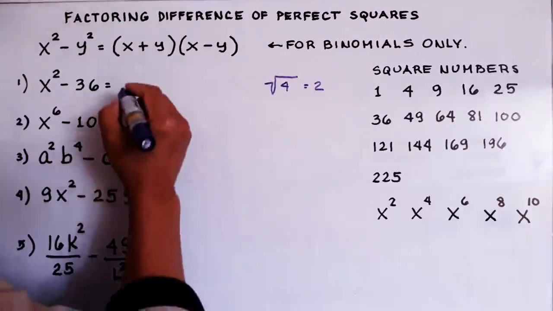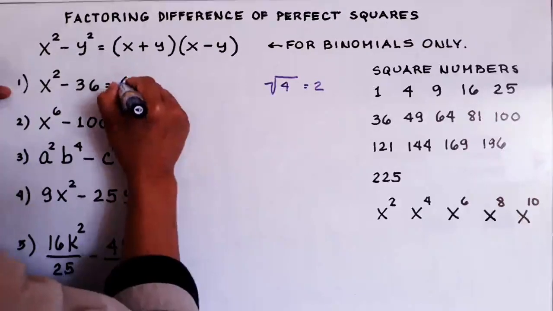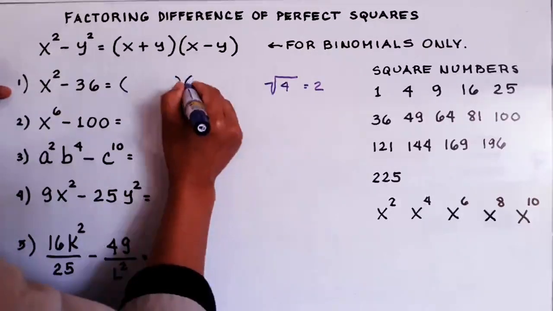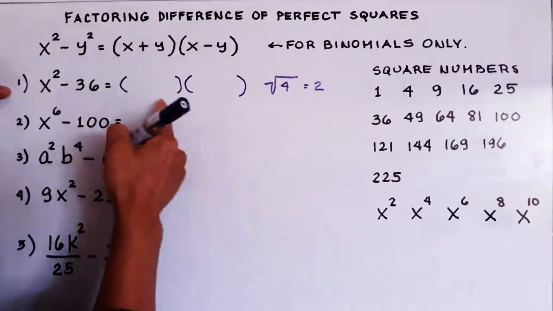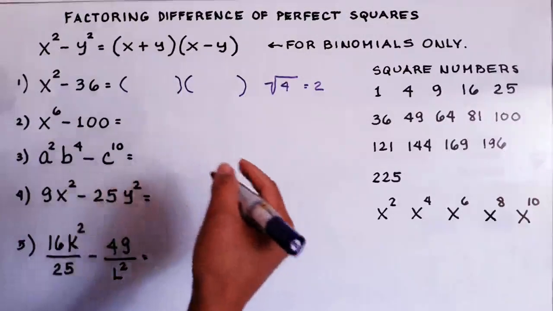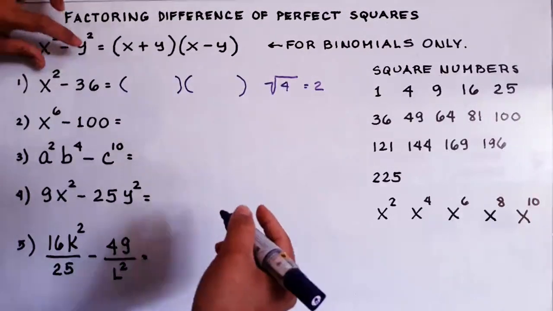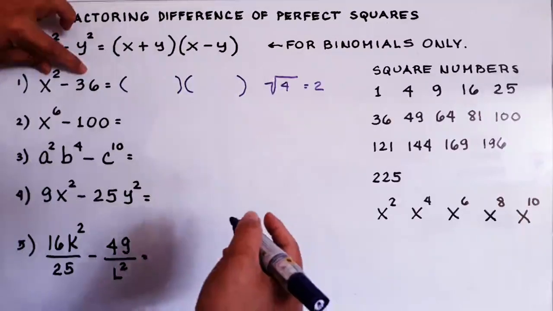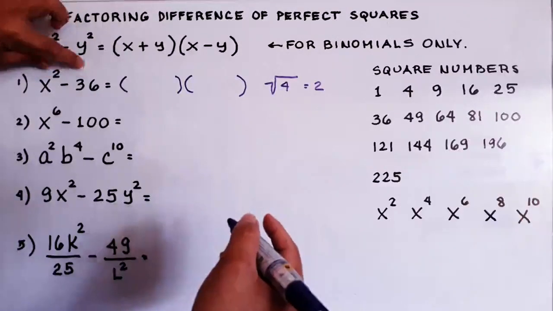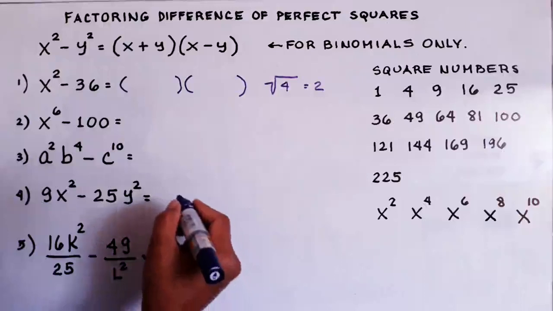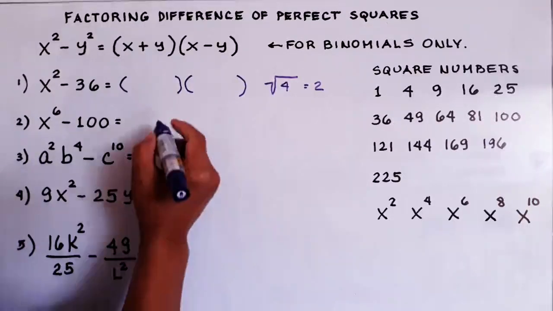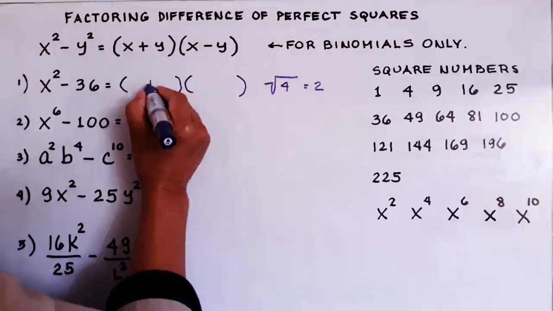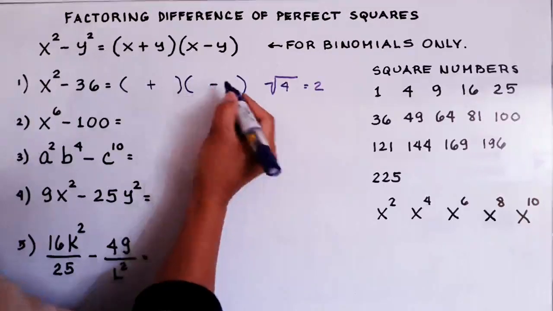So here, something like, let's have number 1. Put like this. Now you do this one only after checking or testing whether this and this are perfect squares. And then after that, you put the sign. Make sure the signs are different. One is positive, the other one is negative.